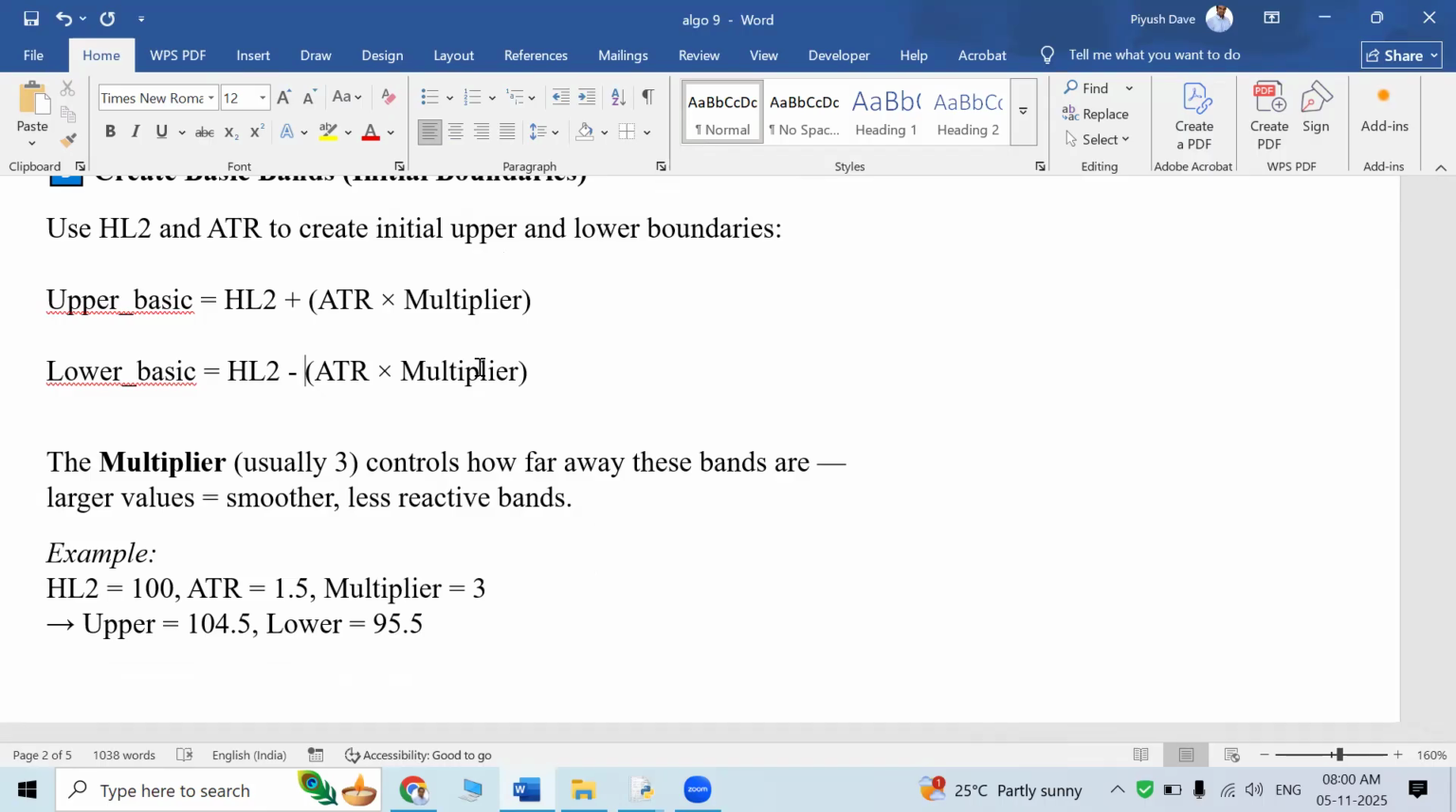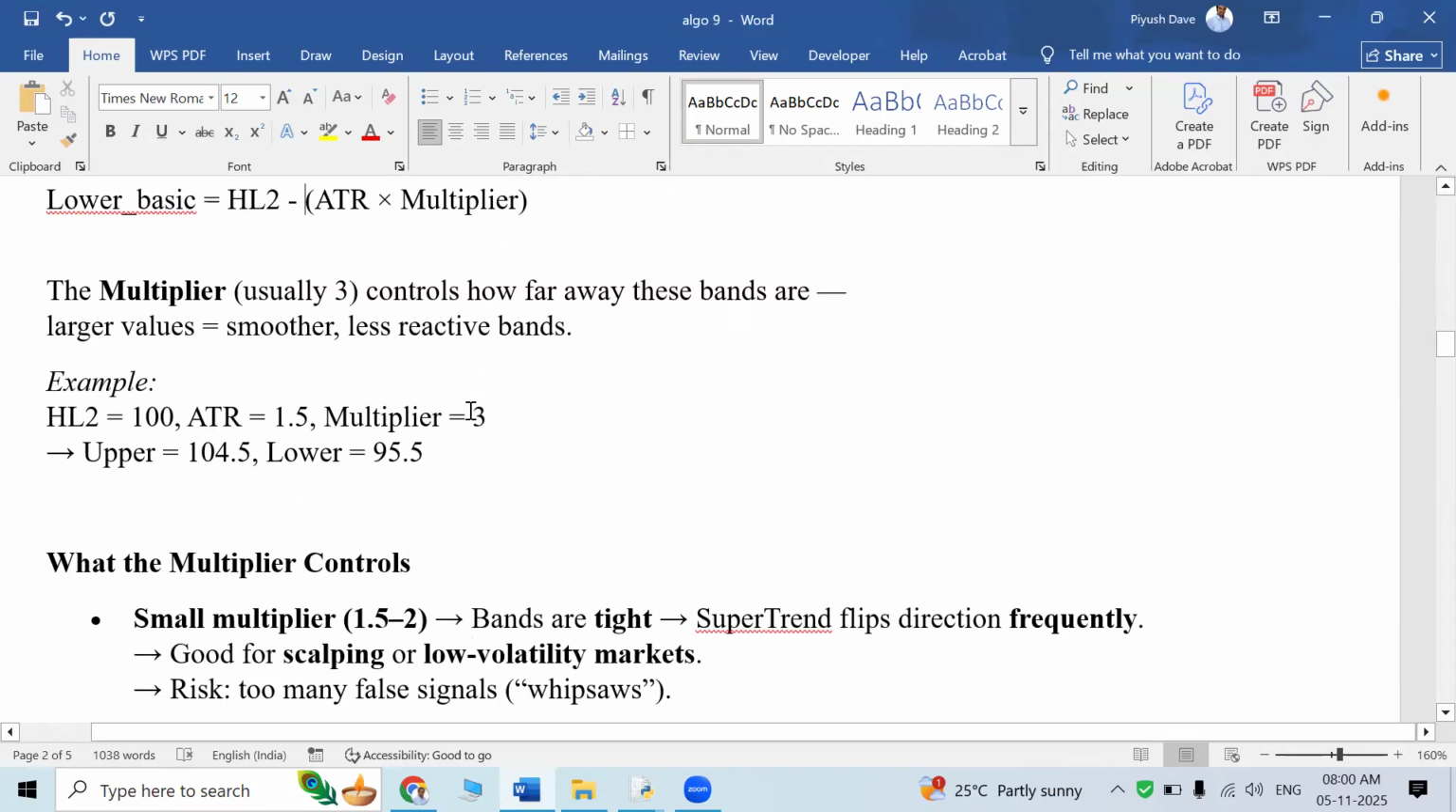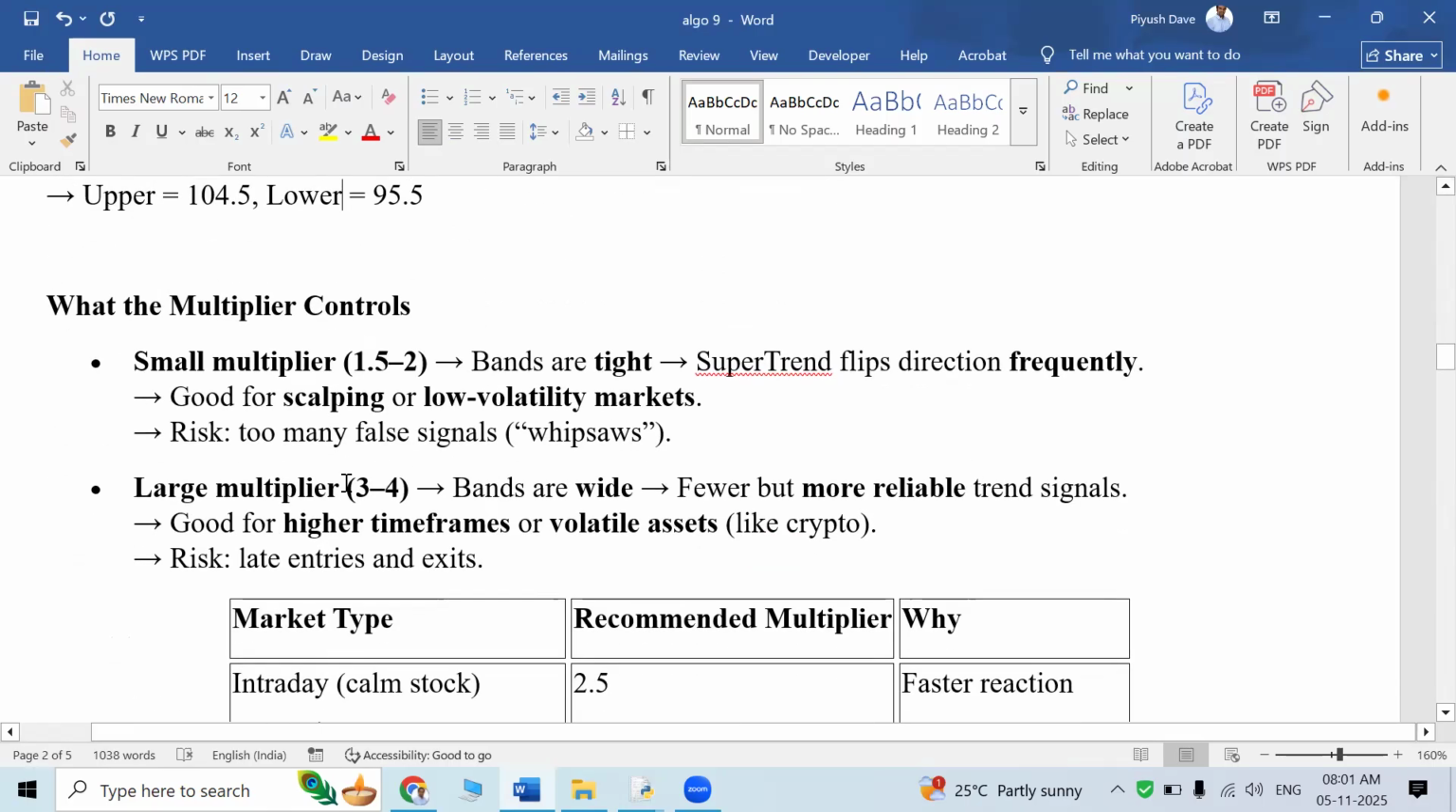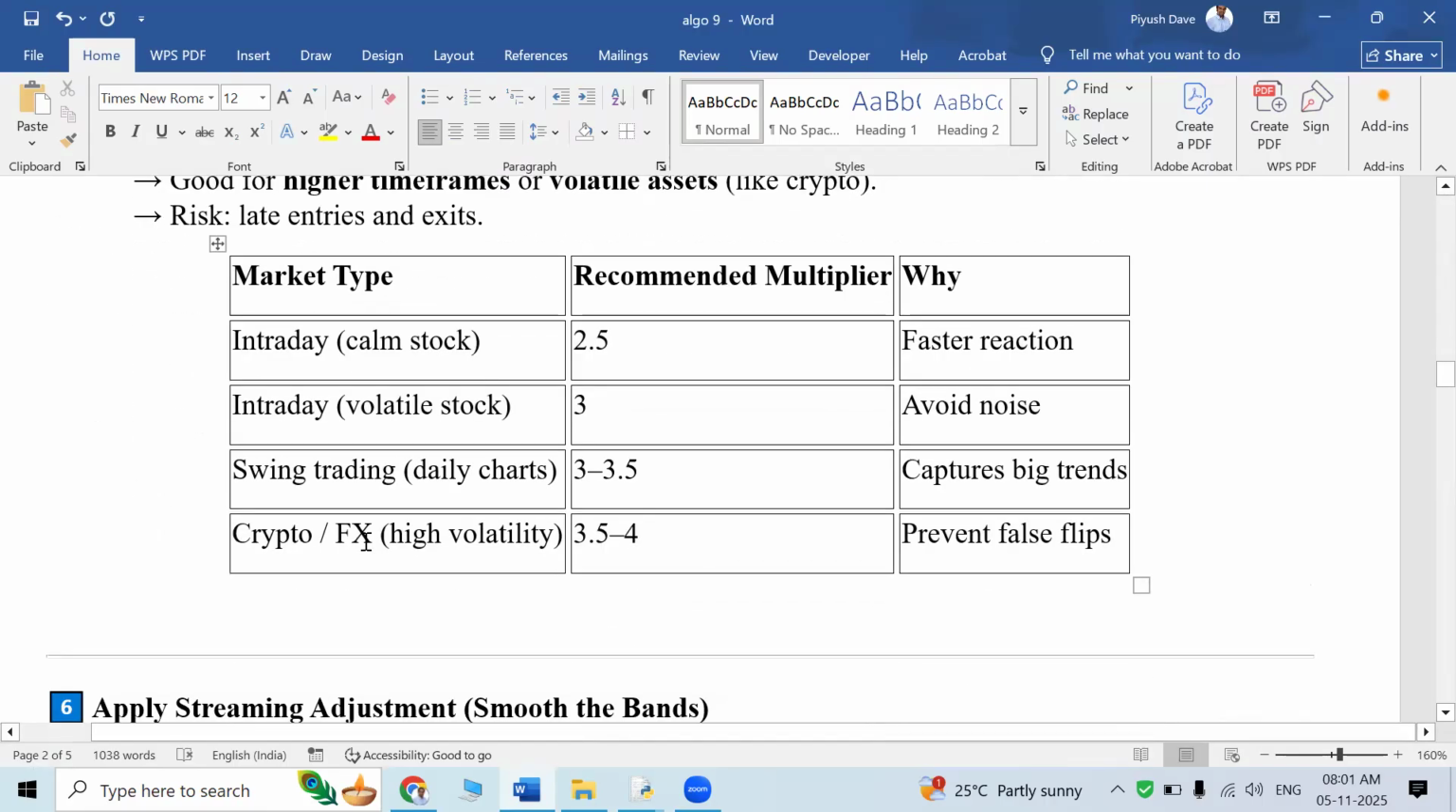Now let me explain why it is 3, with one example. Suppose HL2 is 100, ATR is 1.5, and the multiplier is 3. So the upper value will be calculated as 104.5. Above that the trade will take place, and below the lower band the trade will take place. Now why choose 3 as the value? If we choose the multiplier as 1.5 or 2, it will be a very tight range, so for a low volatile market we can choose 1.5 or 2. A multiplier of 3 to 4 is basically the wide range, more reliable. Based on that, we can have the intraday.